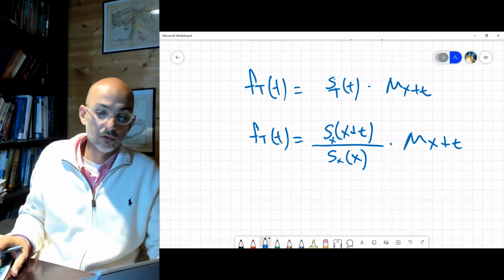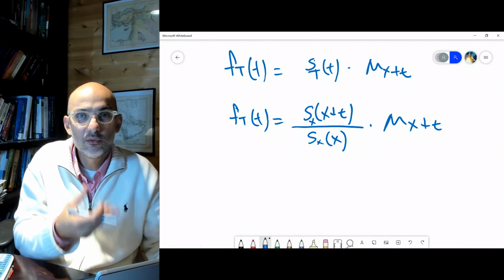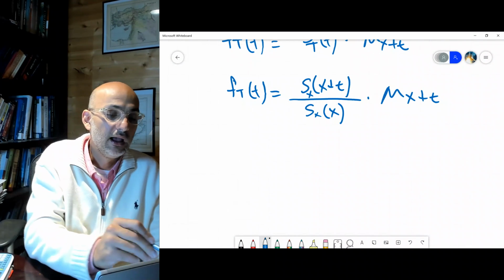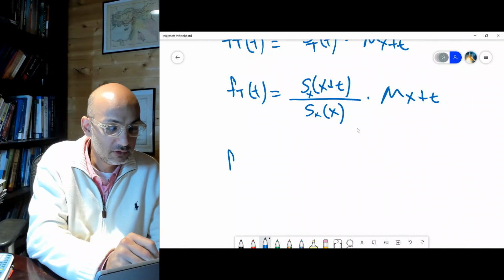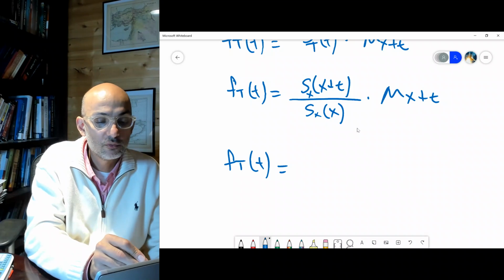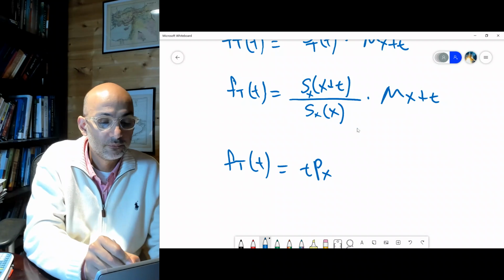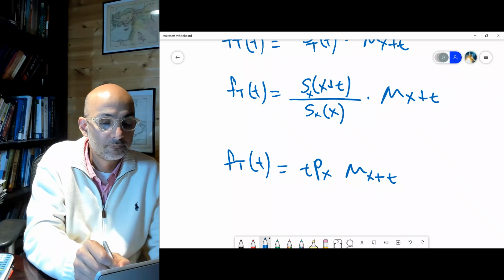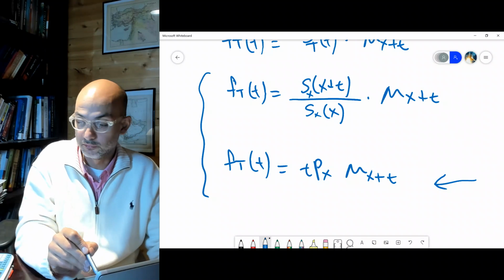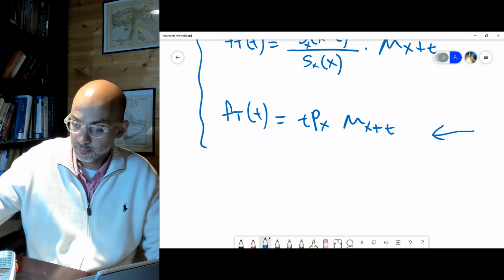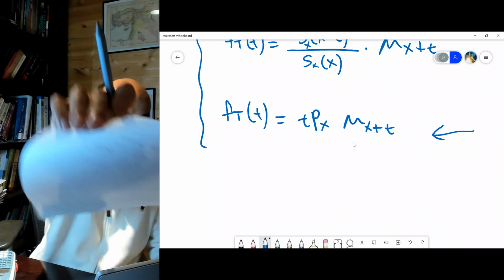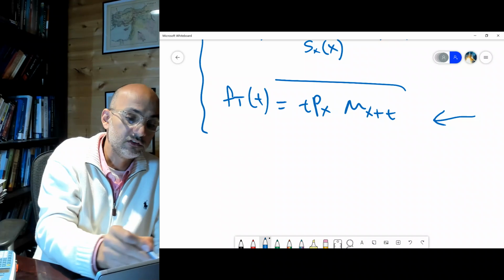Those we need to remember all of them. They are the same concept but in different notation. And the other notation for f of t, the density function of the future lifetime, remember, is t p x times mu x plus t. We need to know all the notation. This one we usually use very often, and we need to keep it in our mind and not forget about it. So the density function is this one.